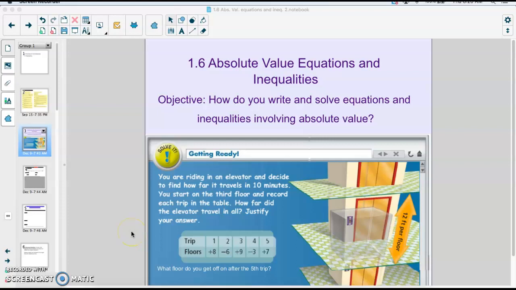Alright, welcome to 1.6 Absolute Value Equations and Inequalities. Our essential question today: how do you write and solve equations and inequalities involving absolute value? So now we're extending our knowledge of inequalities and we're going to add on absolute values to them. This is day one. We're going to do 2 days worth of this.